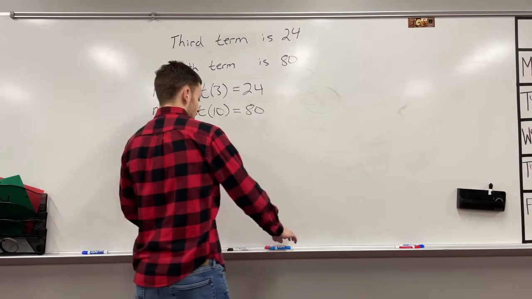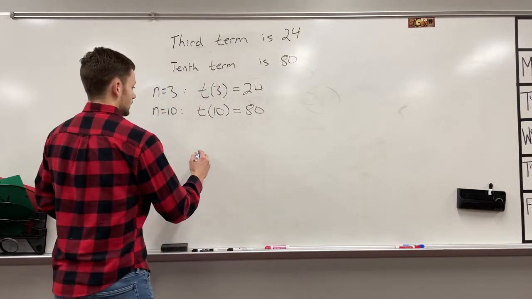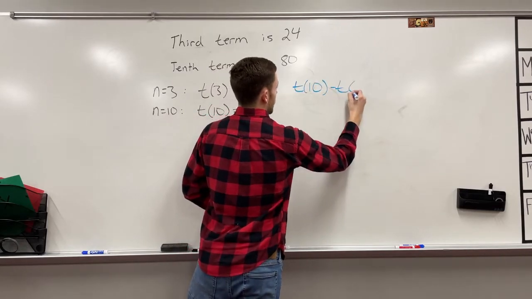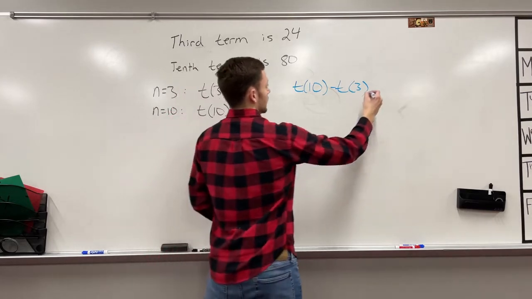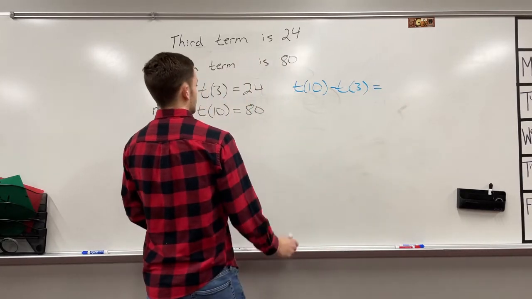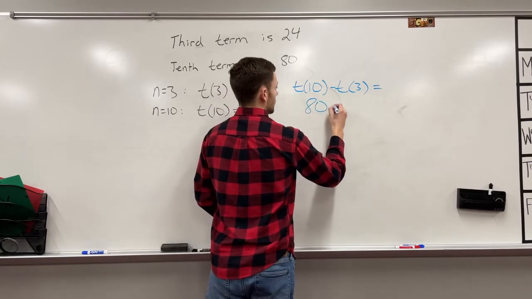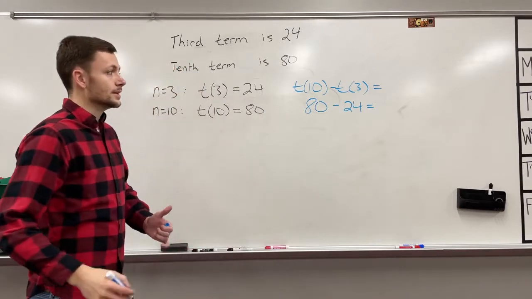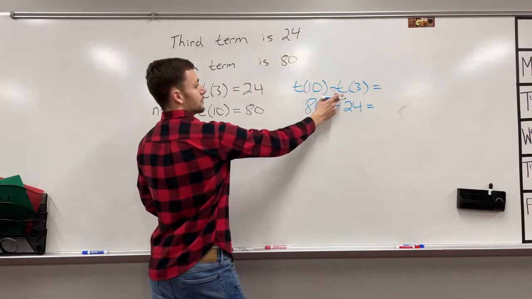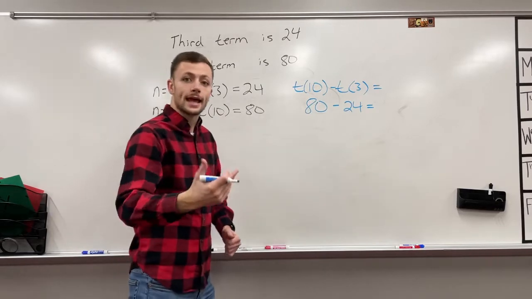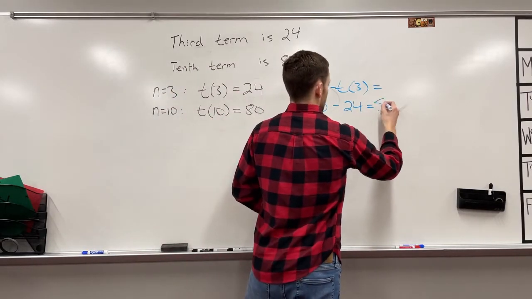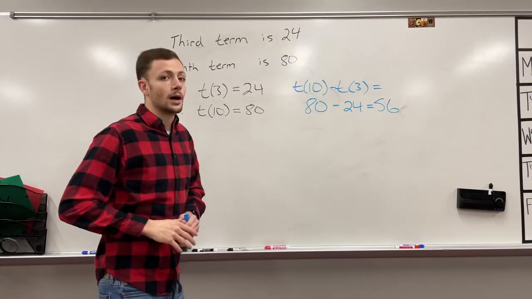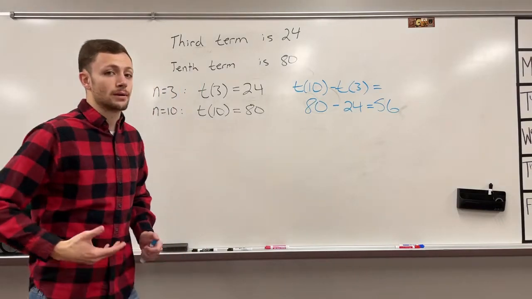So the first thing that I'm going to make sure I do is I'm going to do t of 10 minus t of 3. And when I do t of 10 minus t of 3, then I know I'm going to have 80 minus 24. And so if you do that, you're going to get that my overall change from term 3 to term 10, so the overall increase, the net increase, is going to be 56. So as I counted up from my third term to my 10th term, I went up a total of 56. My term value increased by 56.